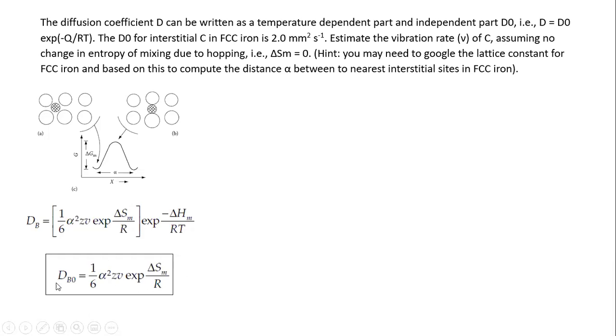So it's very straightforward. Basically, this is D naught, and if this factor equals 1, what do you have for D naught? 1/6 times alpha squared times Z times nu, right? And you know D naught. I think I gave you D naught. Did I? Even if I didn't, this can easily be found from references, textbooks, or Google. But D naught is something you know, and nu is something you're looking for.